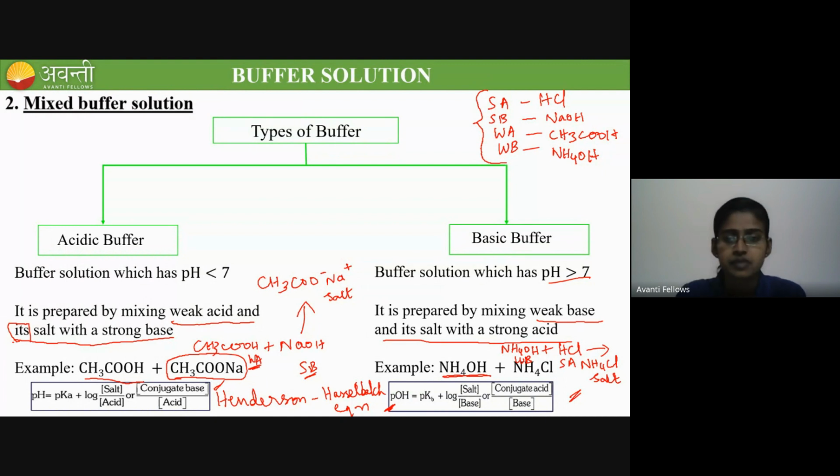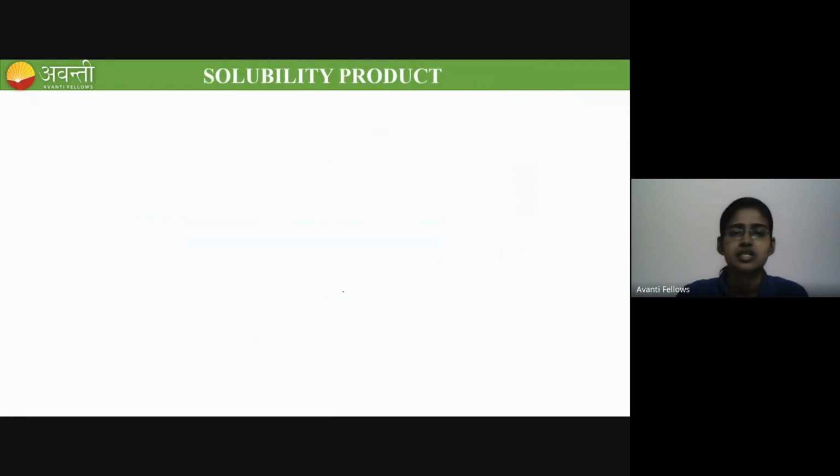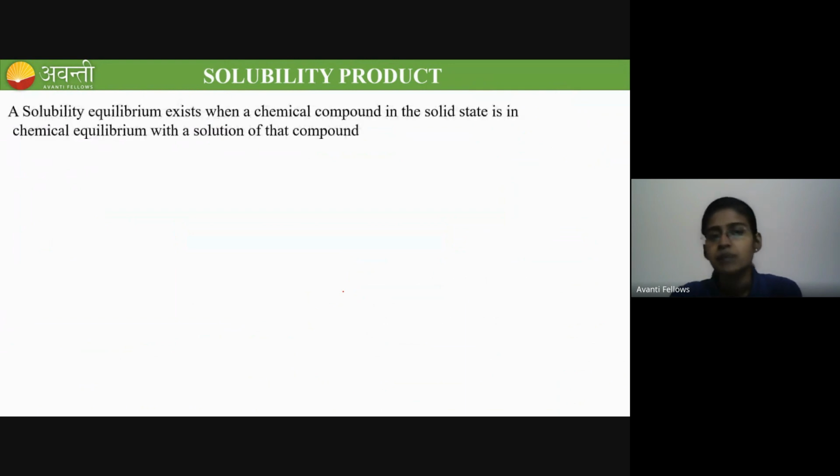Yes? Okay. The last topic for today's session is solubility product. A solubility equilibrium exists when a chemical compound in a solid state is in chemical equilibrium with the solution of that compound. We have one compound in solid state and it is going to be in chemical equilibrium with the solution of that compound. What is the meaning of that? Let me explain this with an example.